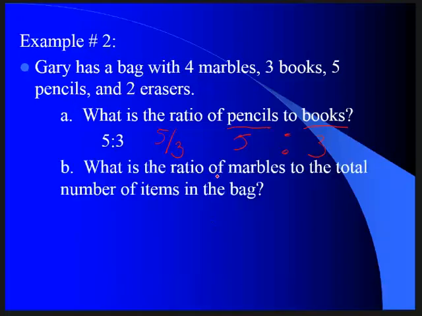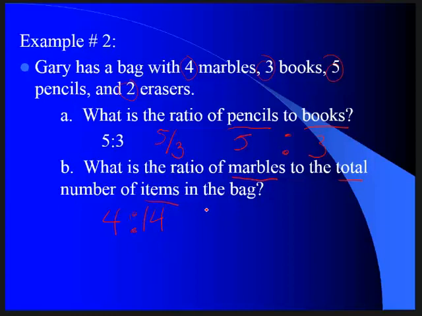What is the ratio of marbles to the total number of items in the bag? Again, it might be helpful to underline the two parts: marbles and total items. I'm going to do marbles first. I come up here, find marbles. I have 4. Then to indicates a ratio. Total number of items. Well, what am I going to have to do here if I want the total? I have to add them up, right? So 4 plus 3 is 7, and 7 plus 5 is 12, and 12 plus 2 is 14.